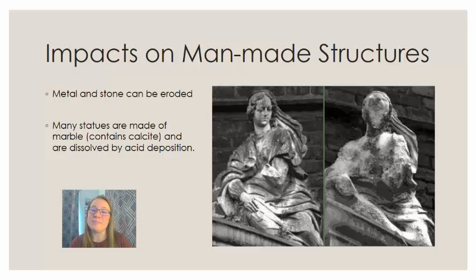Additionally, we can see these impacts on human man-made structures. Now, believe it or not, this is a picture of the exact same statue, just a few decades apart. Many statues are made from marble, which contains calcite, and that calcite is dissolved by acids. So many of the early and Renaissance sculptures are being eroded away, and we are losing part of our cultural history and our cultural heritage by having this acid deposition erode away many of these statues and the intricate facades on buildings.